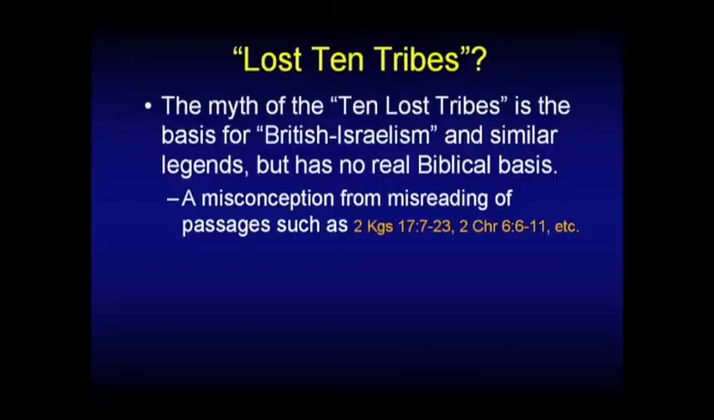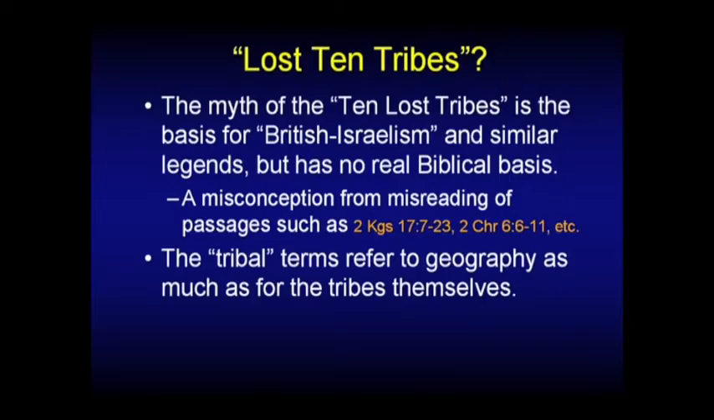This is the basis. There's a concept of British Israelism you'll run into, and all other kinds of legends that derive from this idea. It's amazing how militant some people are at clinging to these views. They're really quite incidental to our purposes, and at the same time, you'll find this whole 10 lost tribe idea is a misconception from a misreading of 2 Kings 17 and 2 Chronicles 6 and following. That's confusing the tribal terms rather than the geography.